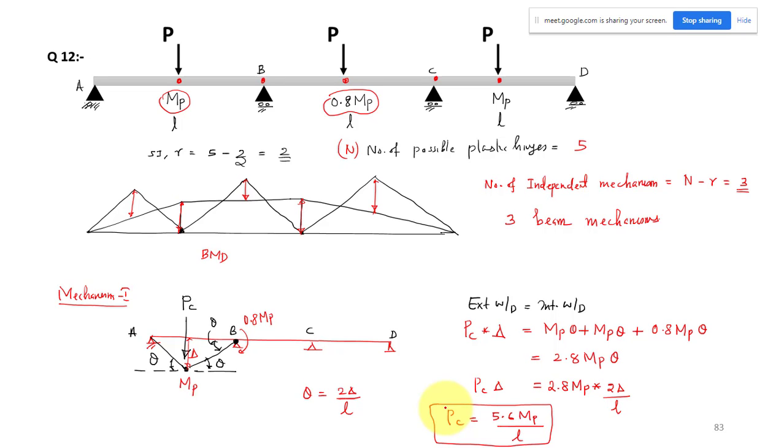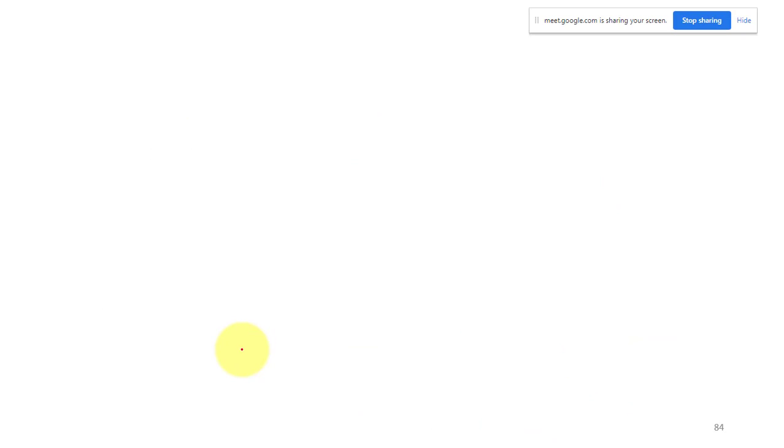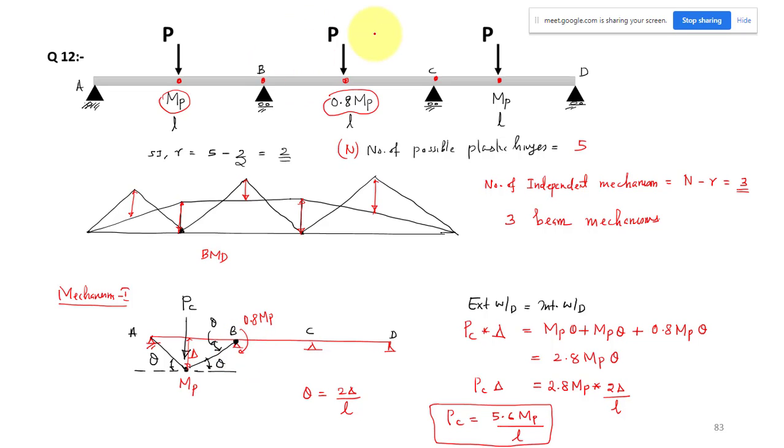The meaning is that the load required is 5.6 MB by L. This is the maximum load span AB can carry. At this load value there will be a failure of span AB. So that is the first mechanism. Similarly, we have to take the other two mechanisms: mechanism 2, which is span DC, and mechanism 3. So mechanism 2, there is a failure.